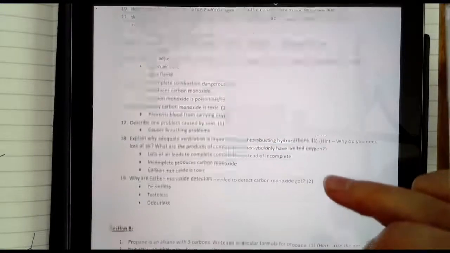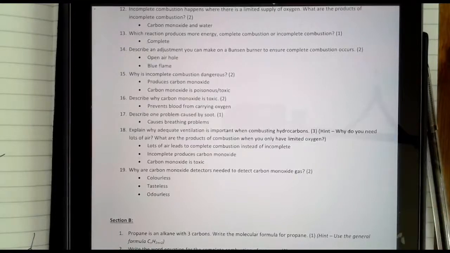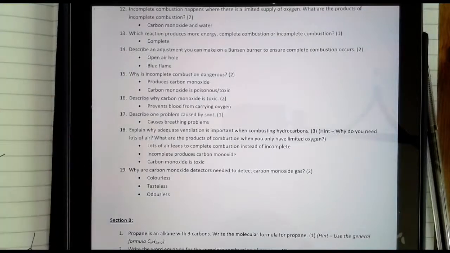Oh yeah, this is important. It talks about the Bunsen burner. If you were doing this in a lab and you wanted to make sure that you had complete combustion, if you open the air hole at the bottom of the Bunsen burner, it allows more oxygen in and you get complete combustion instead of incomplete.